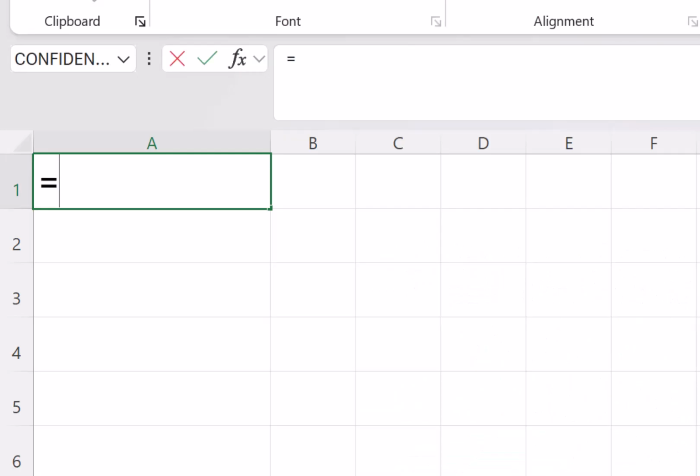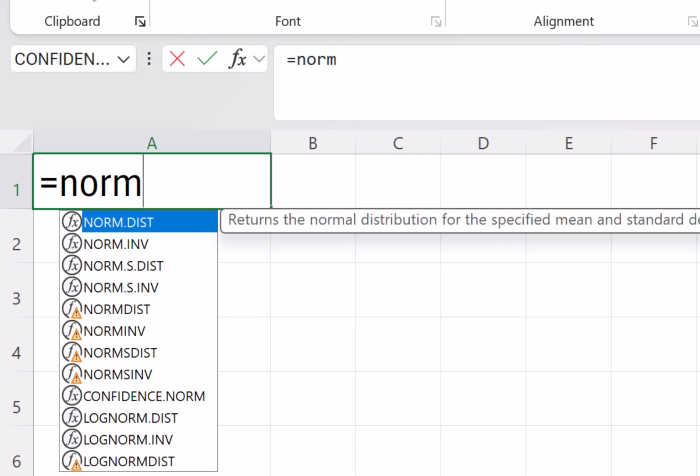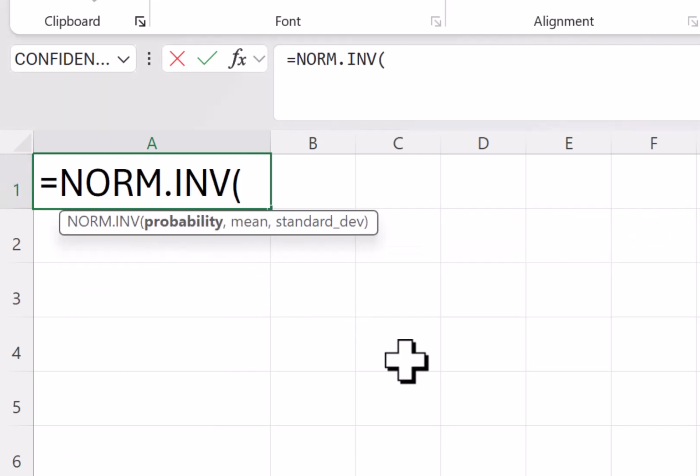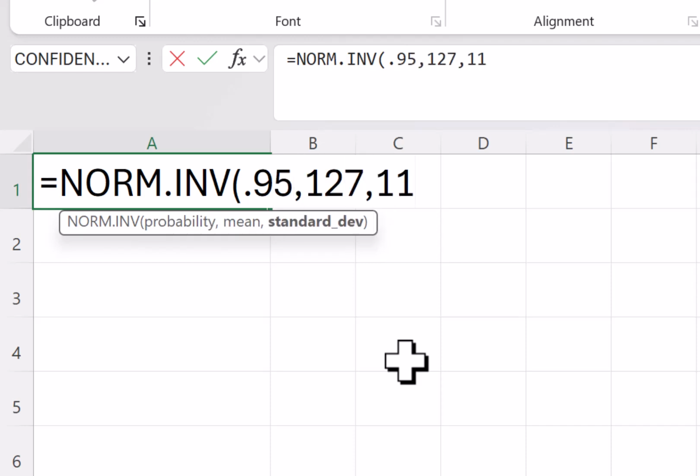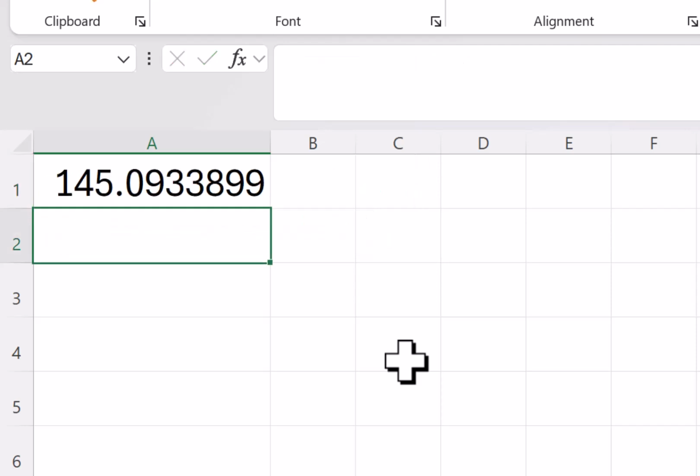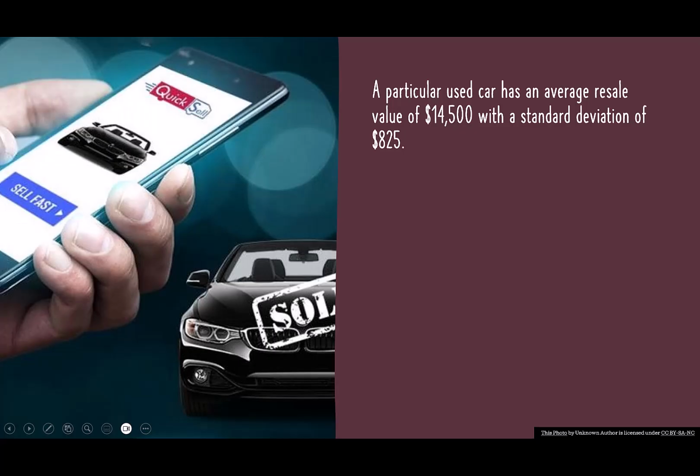In Excel, I type equals, I'm typing norm, grabbing .inv. Our percentile we're putting in is 0.95. Our mean was 127. Our standard deviation was 11. This says the score needed to be in the top 5% would be 145 or higher. Let's try one more example.